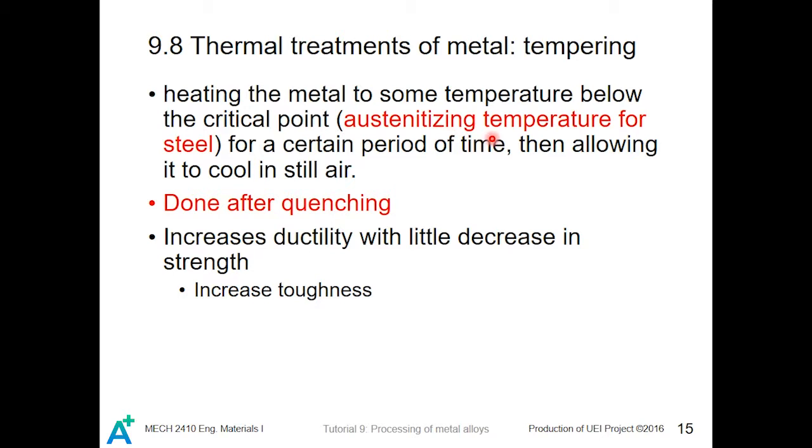Tempering. Tempering is basically where we first heat the metal to some temperature below the critical point, which for steel is the austenizing temperature, for a certain period of time, then cool it in air, which is usually done after quenching. It has a very similar principle to annealing. However, the temperature is lower in this case.